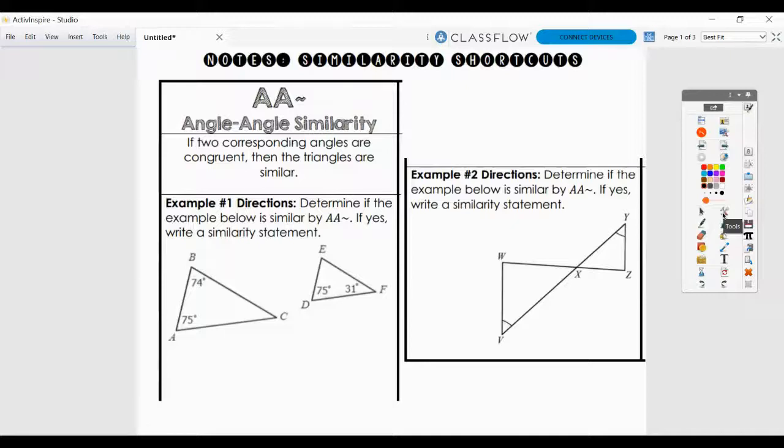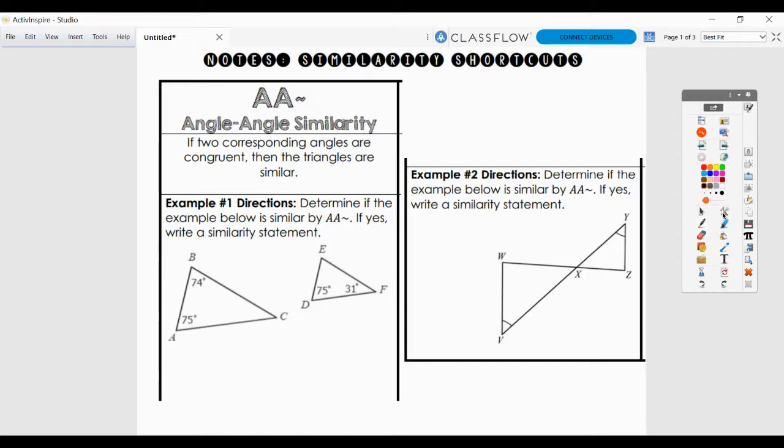In today's lesson, we will be taking notes on similarity shortcuts. There are going to be three we're going to go over today, and they're similarity shortcuts for similar triangles. The first one is angle-angle similarity. Basically, for this one, if you have two corresponding angles that are congruent, then the triangles are similar. So we want to have two corresponding angles that are indeed congruent, meaning they are equal.